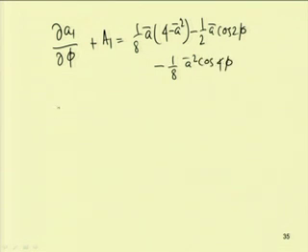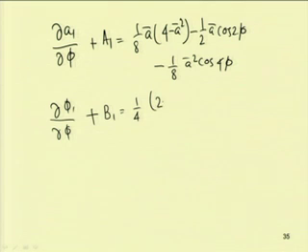Similarly, del phi1 by del phi can be written, plus this beta 1, plus b1 will be equal to 1 by 4 (2 minus a bar) sin 2 phi minus 1 by 8 a bar sin 4 phi.